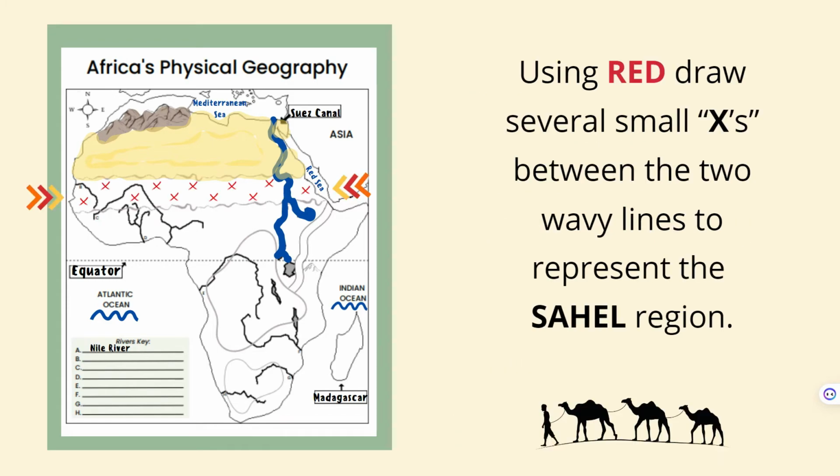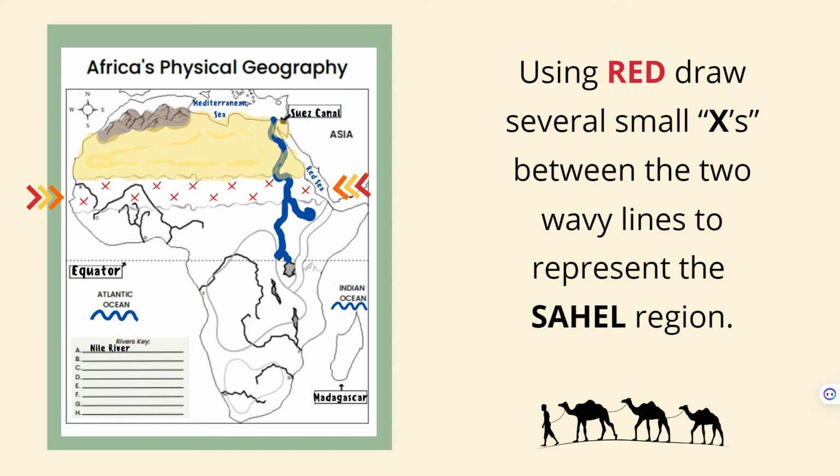Next, we're going to use our red colored pencil. Beneath where we colored in the Sahara Desert is a region known as the Sahel. On my map, I have drawn in red X's and there are colored arrows indicating the region that we're going to focus on. Please use your red colored pencil and draw several small X's between the two wavy lines. This will represent the Sahel region.